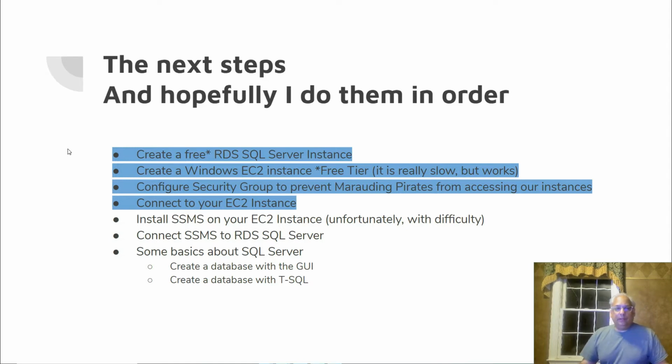In my laundry list of things to cover, we've created an RDS SQL Server. We've created a Windows EC2 instance. We've configured the security groups for both of them so that I can only access them from the outside from my IP address. There are other ways to do this. We could set up a VPN, and that's out of the scope for now, but we'll probably cover that in a later lesson. We've connected to our EC2 instance with remote desktop, and our next step is to install SSMS on your EC2 instance so that we can start to manipulate things inside of SQL Server.